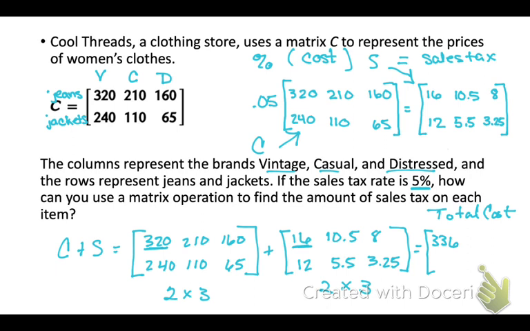Okay, so how much do casual jeans cost? $220.50. How much do distressed jeans cost? $168. How much would a vintage jacket run you? $252. How about a casual jacket? $115.50. And a distressed jacket? No, how about $68?